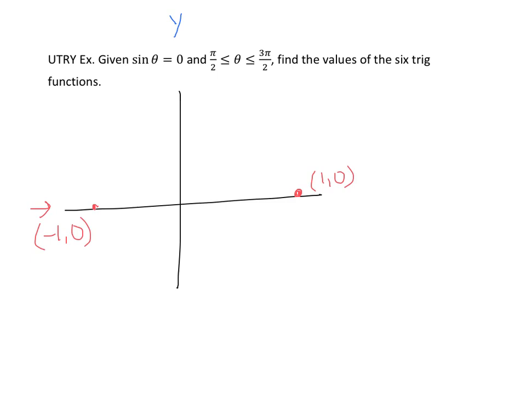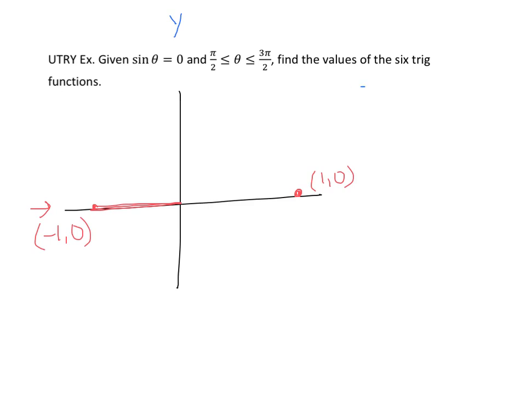So I have to look at my other stipulation. My angle is in between pi over 2 and 3 pi over 2. So which one does it have to be? It must be this one over here. Because if I have to go from pi over 2 to 3 pi over 2, it's got to be in between here. This is the only one that falls in there. Now I just find my 6 trig functions right here.